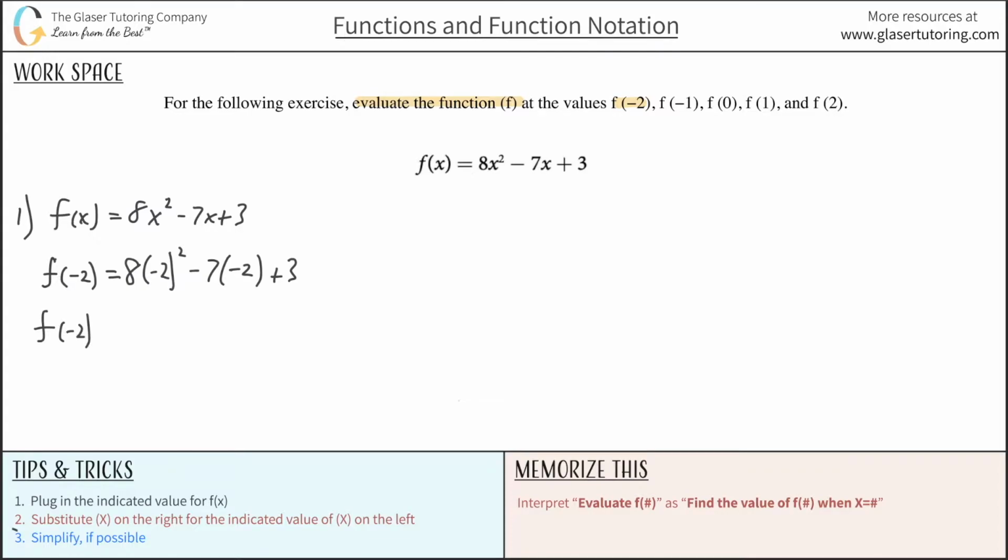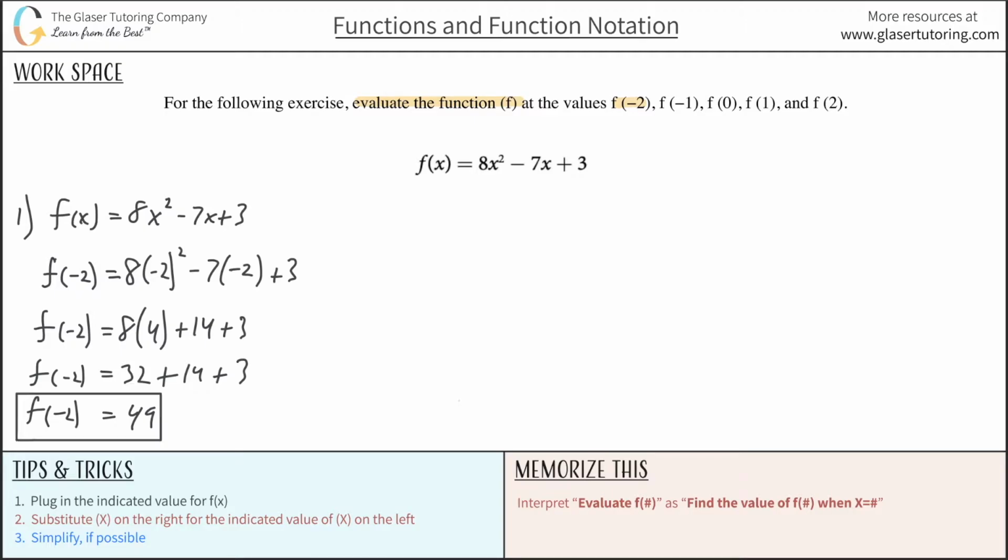So now the third step is just to simplify. Here it's going to be 8 times, as we mentioned, a positive 4, minus 7 times -2 is a positive 14, plus 3. We can keep on simplifying this. 8 times 4 is 32, plus 14, plus 3. So f of -2 is equal to, when you combine these two, 46, and then add 3 to it, you should get 49 here. That pretty much takes care of that one.